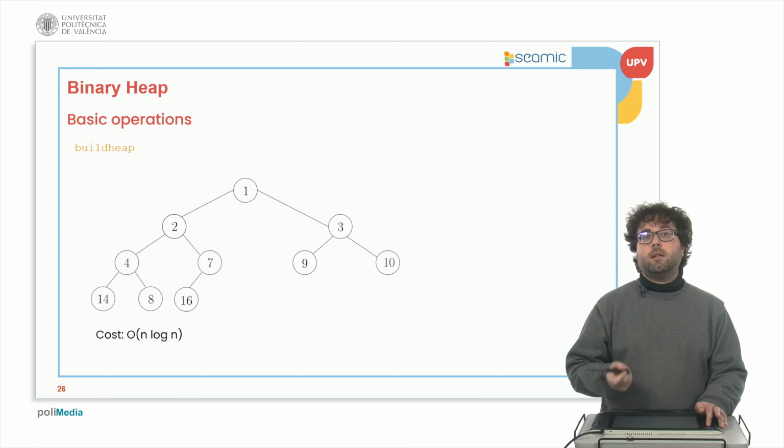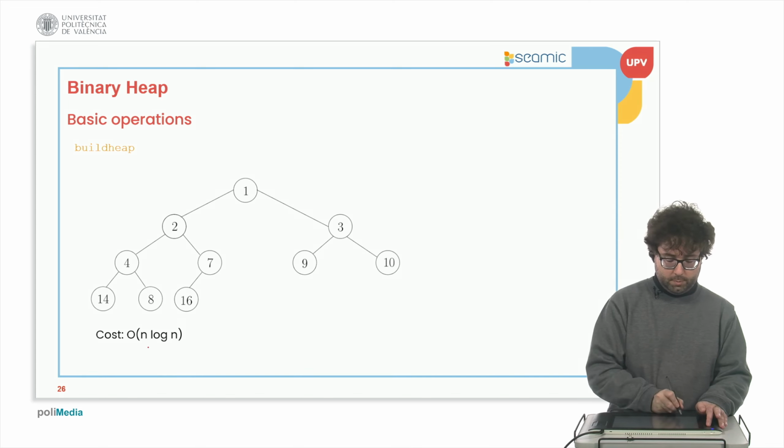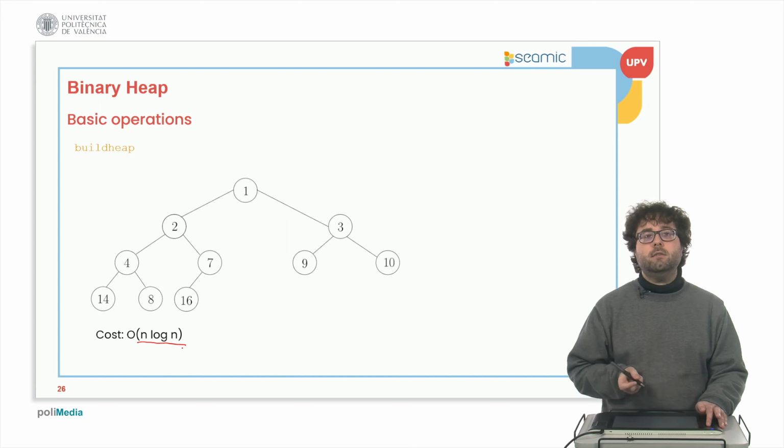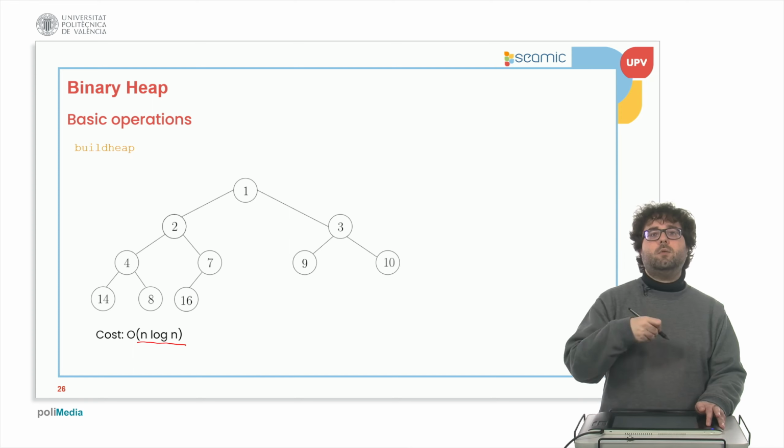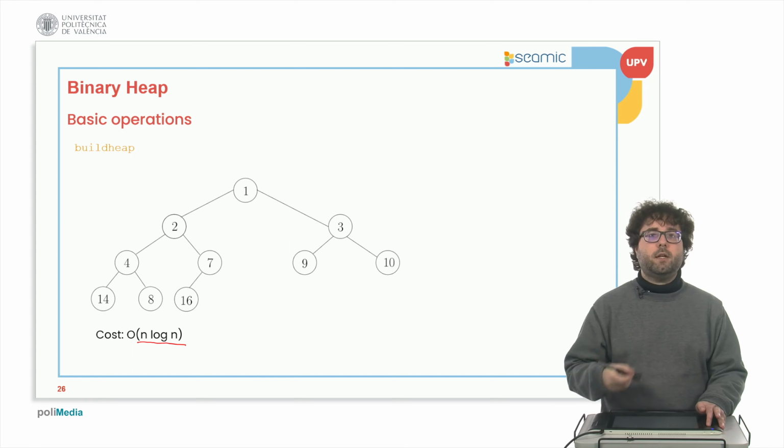And what is the cost of this operation? In this case, it will be n log n, since heapifying, remember, has a logarithmic cost, and we are going to be heapifying more than one time.